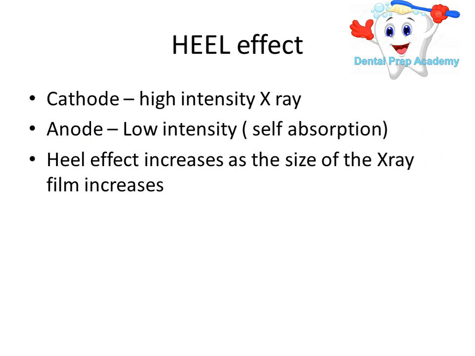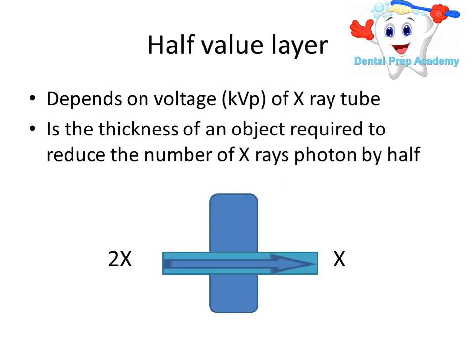Now, the Heel effect. The X-rays, as they are produced, the intensity of the X-rays is not uniform throughout. We have higher intensity of X-rays at the cathode and a lower intensity of X-rays at the anode. This is due to the self-absorption of X-rays shown by the anode. Now, the Heel effect increases as the size of the X-ray film increases. So, in case of IOPAs that we are shooting, the Heel effect is not that much.